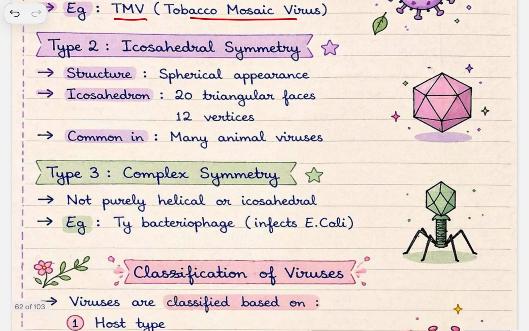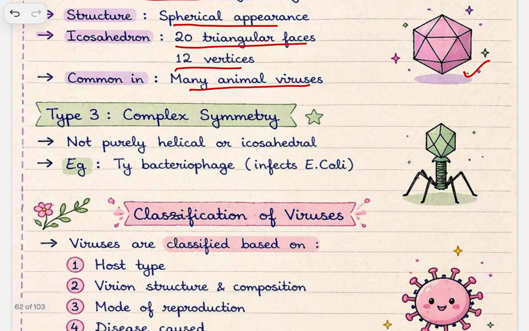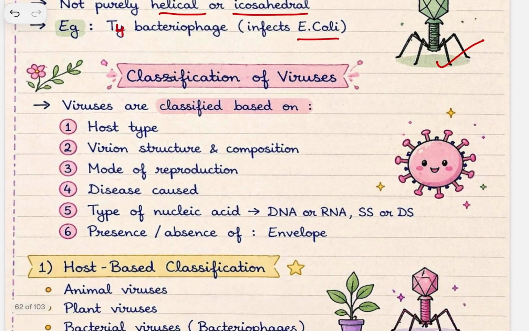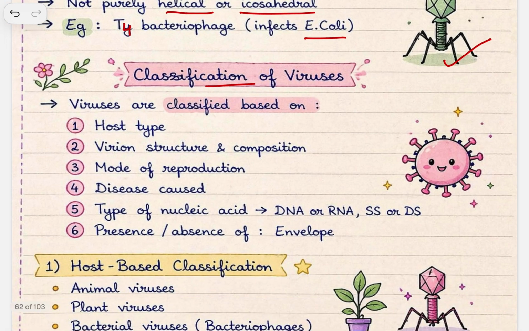Next type of symmetry, icosahedral. It has a spherical appearance, 20 triangular faces or 12 vertices like this, common in many animal viruses. Third type, complex symmetry, not purely helical or icosahedral. Example, T4 bacteriophage that infects E. coli, like this.